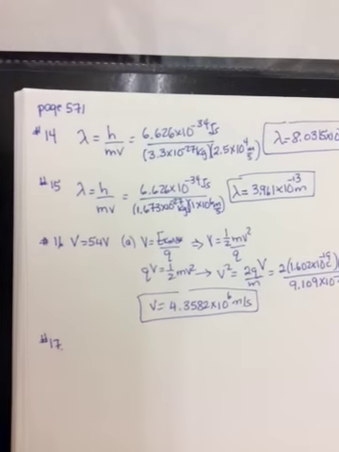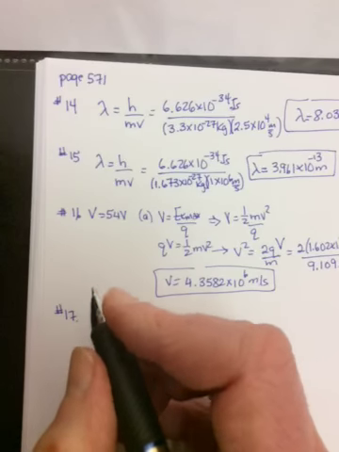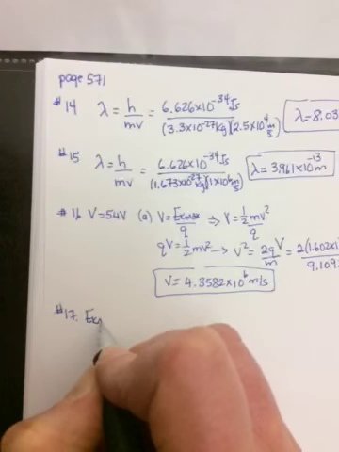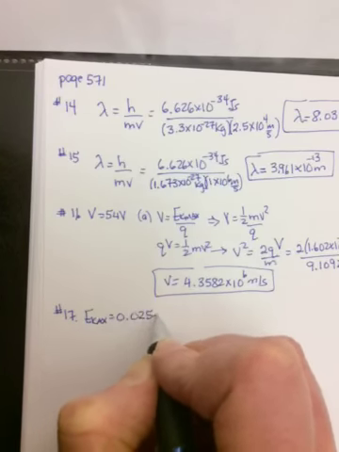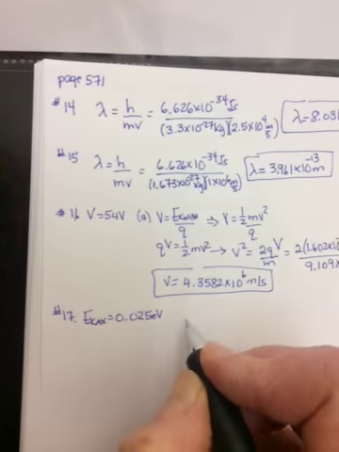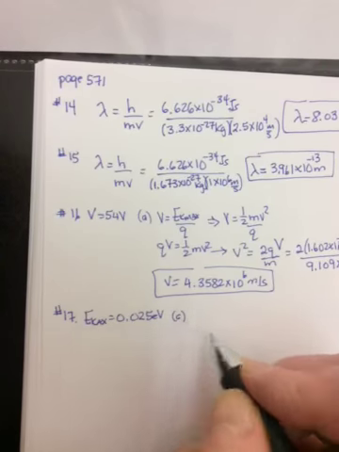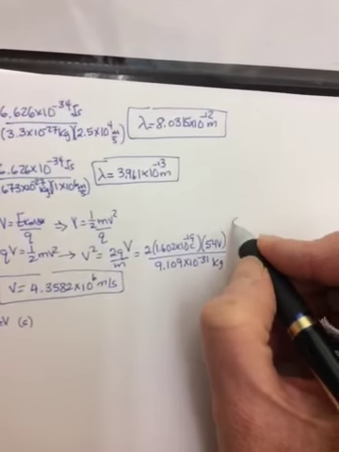Number 17. A neutron is held in a trap with a kinetic energy of only 0.025 electron volts. So EK is equal to 0.025 electron volts. What is the velocity of the neutron? So we know that, did I miss a part B? I did. Sorry, in 16 there's a part B. It was only when I wrote part A for that one.